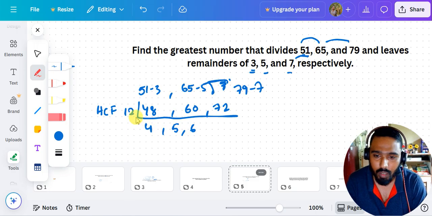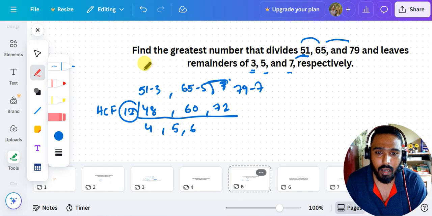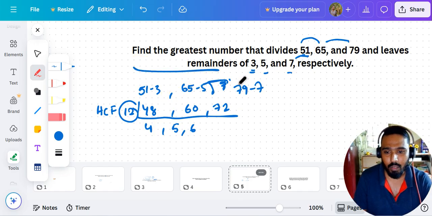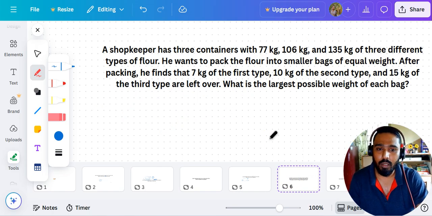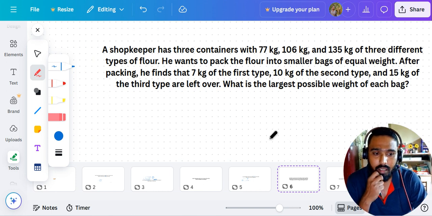Now there is no other common number, so I can say the HCF of this is 12, and the answer for this one is 12. Okay, so these are the kind of questions you will get here. So you do this question. Pause the video here and solve this question, and comment the answers in the comment section.